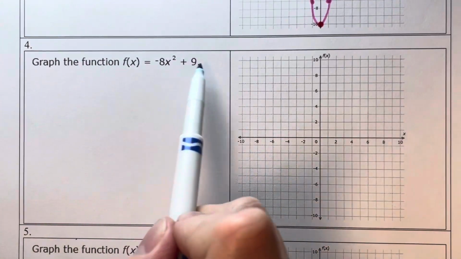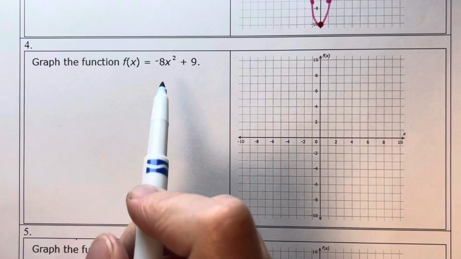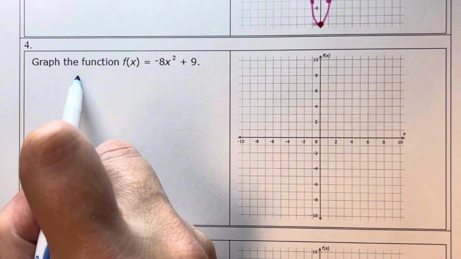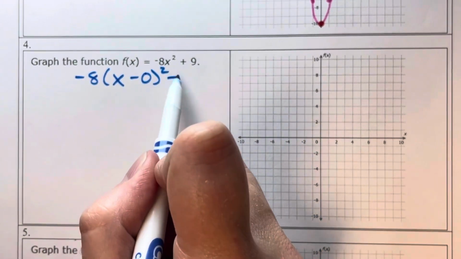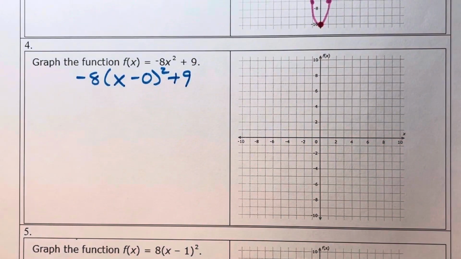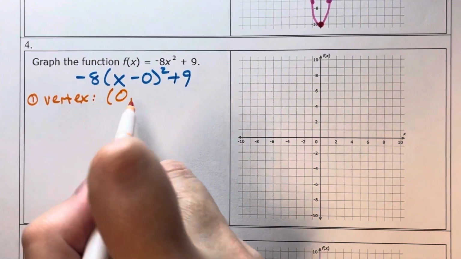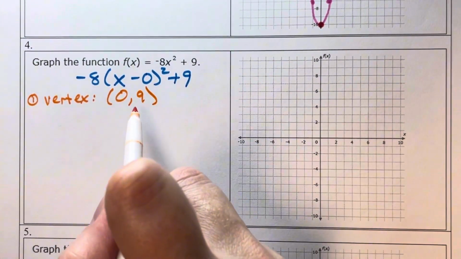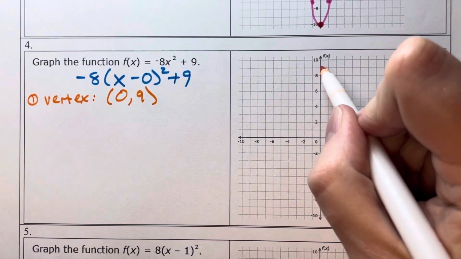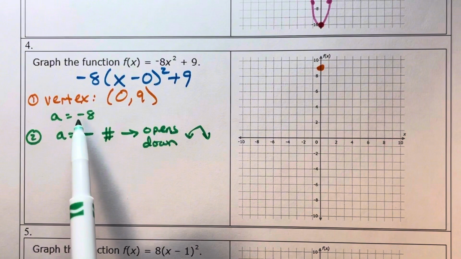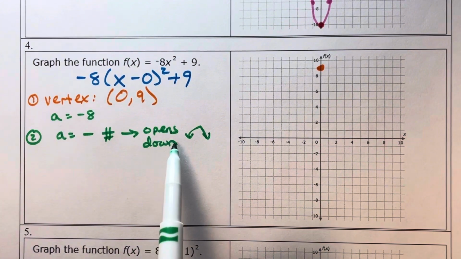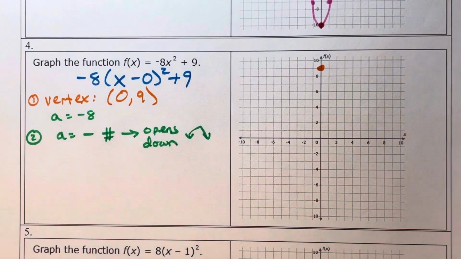In example 4, we again see 2 numbers in our quadratic function, so I am still missing my h value, which means that it is still 0 in this particular problem. So we can quickly get our vertex as being the coordinate point 0, 9, easily plotted on our coordinate plane. Now let's examine our a value of negative 8. Since our a value is a negative number, we know that our quadratic is going to open downward.